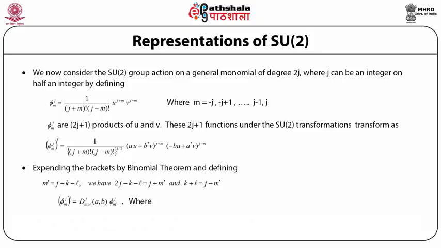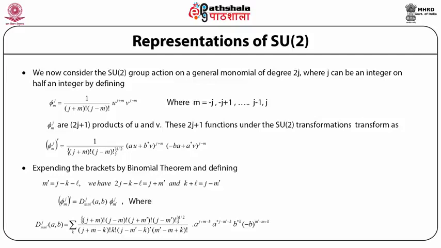Making these changes, phi jm prime can be written in terms of the transformation matrix or representation djmm prime, as a function of parameters a and b acting on phi jm, where djmm prime of a and b is given by this expression shown in the slide: the sum over all k of j plus m factorial j minus m factorial j plus m prime factorial j minus m prime factorial to the power half, and the denominator is j plus m minus k factorial into k factorial into j minus m prime minus k factorial into m prime minus m plus k factorial, multiplied by a to the power j plus m minus k, a star to the power j minus m prime minus k, b star to the power k and minus b to the power m prime minus m plus k. So all shown in the slide.